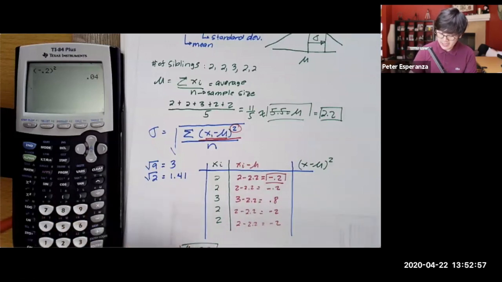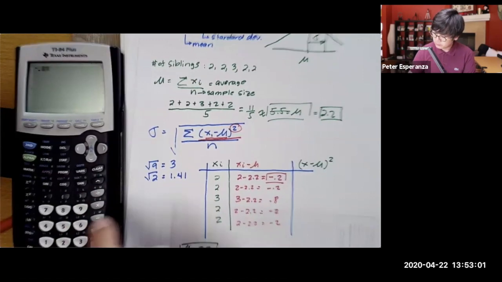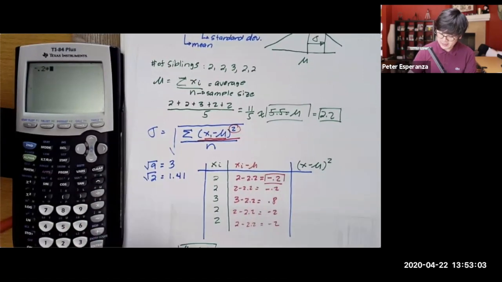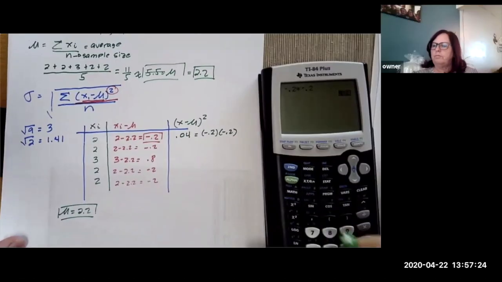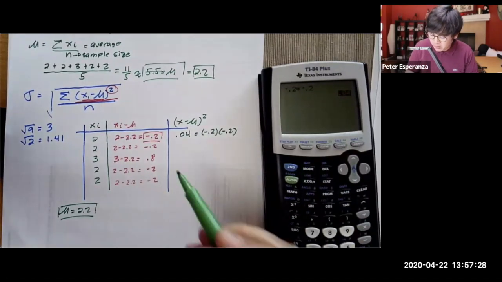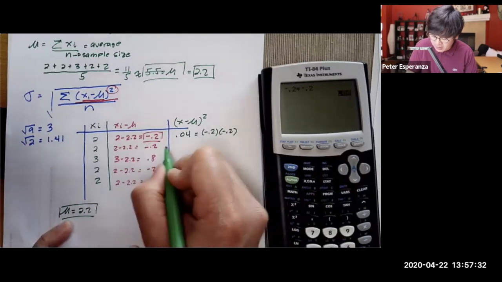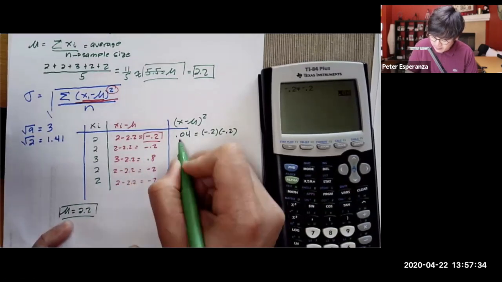Do negative 0.2 times negative 0.2. And it's going to give you 0.04. So can you please complete the last column? So we have 0.04 here. So the next one is going to be the same because it's just going to be negative 0.2 again.